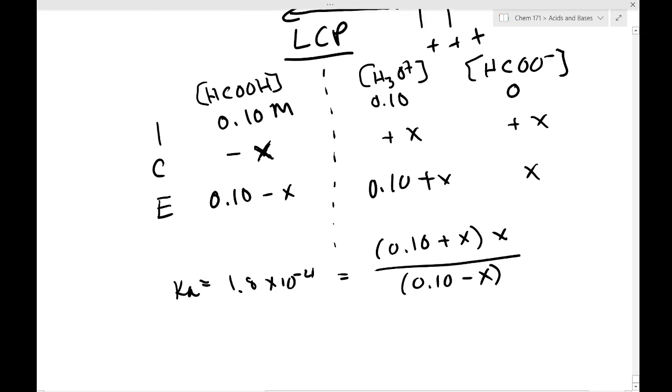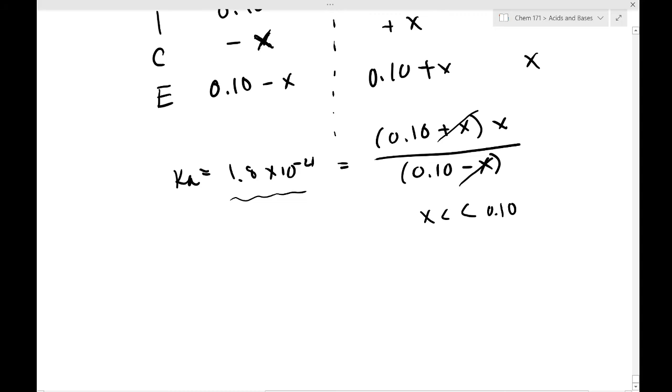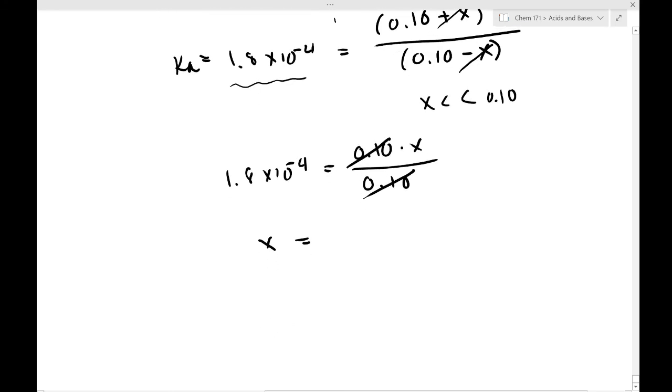So since Ka is so small, 1.8 times 10 to the minus 4, I'm going to assume that x is much less than 0.100. That means I can get rid of this and that. So we end up with 1.8 times 10 to the minus 4 is equal to 0.10 times x over 0.10. Those two cancel out, and we end up with x equal to Ka, which is 1.8 times 10 to the minus 4.